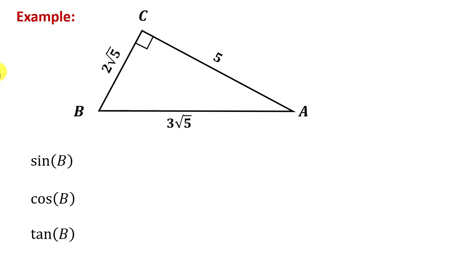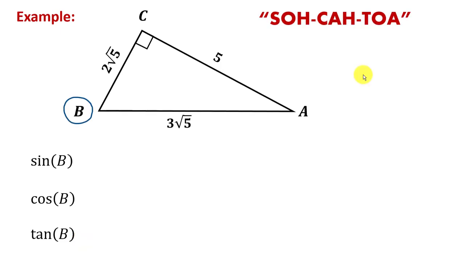Let's practice what we just learned. So in this example, we have a triangle with all three sides labeled, and we need to find sine, cosine, and tangent of angle B. And let's use SOH-CAH-TOA to help us.